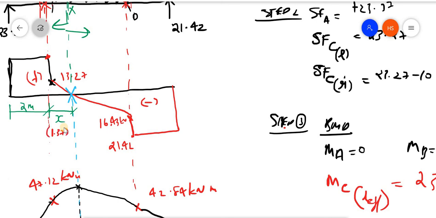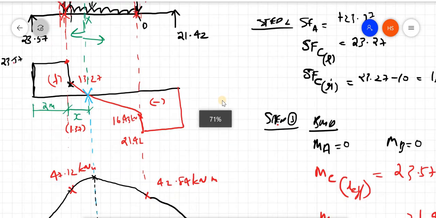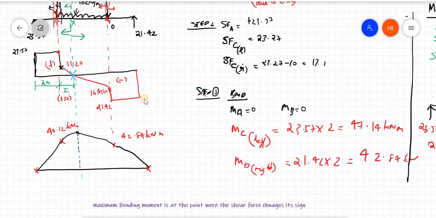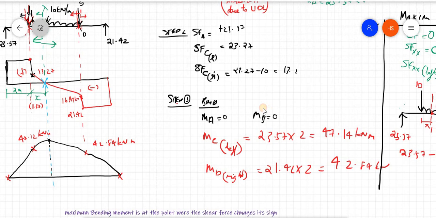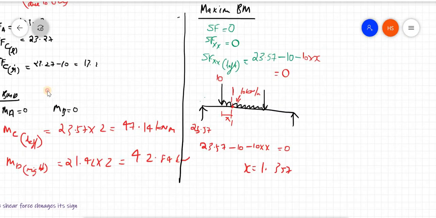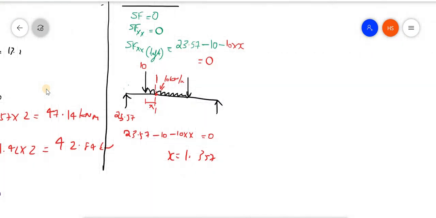So at this distance the bending moment is maximum. So now we have obtained the value. Now we just have to find out the bending moment at that point. Okay, so again coming into the figure, here we have obtained X. X is equal to 1.37 meters. Now we have to find out the bending moment at this point.